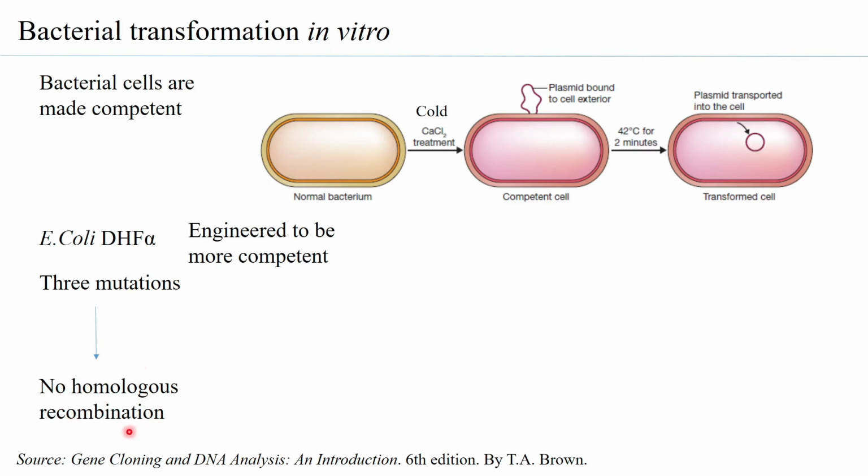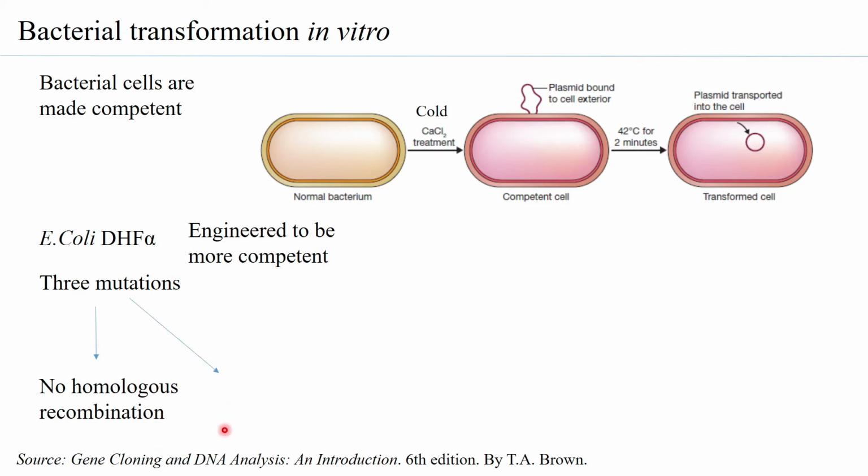So what is the implication of this? The implication is that the E. coli DH5 alpha, which takes up the exogenous DNA, will have the exogenous DNA present in the host, but it will not get integrated into the host genome.